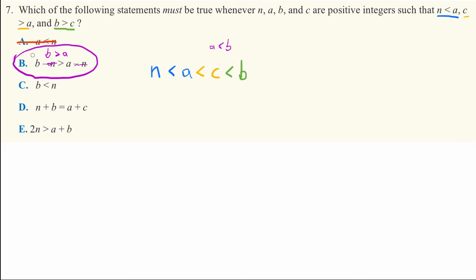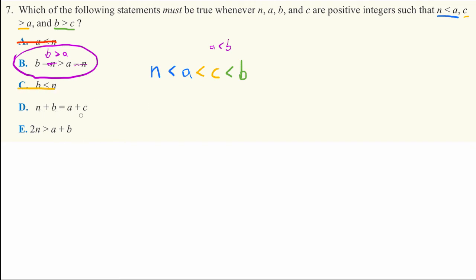So just finally, we'll want to go through and disprove the other answers to make sure that we're not making a mistake here. So they ask, is b less than n? And no, clearly b is much larger than n by what we've drawn out here.